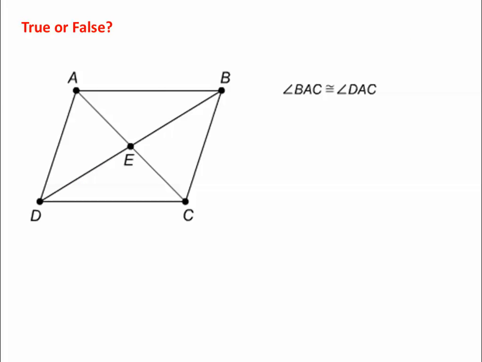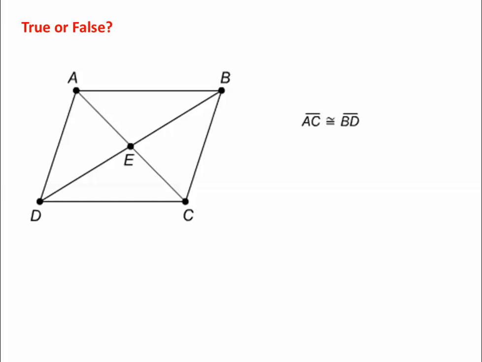Okay, we're playing with some true or false again. Is angle BAC congruent to DAC? So let's identify. Here's BAC and here's DAC. And that is going to be false, because this is a parallelogram and the diagonals of a parallelogram do not bisect opposite angles unless it's a rhombus, and we're not told that it's a rhombus.